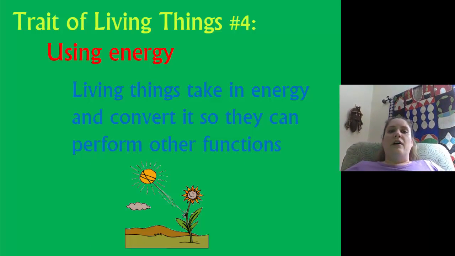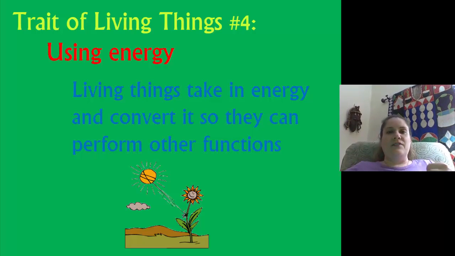Number 4, fourth trait of living things. Living things use energy. So in some way, shape, or form, they're going to take in energy and convert it so that they can perform some other function. They might take in that energy in the form of sunlight. They might take in that energy in the form of food that they're going to eat. But they're going to get energy and take it into themselves in some way and then convert it in some way to make it useful for their bodily functions.